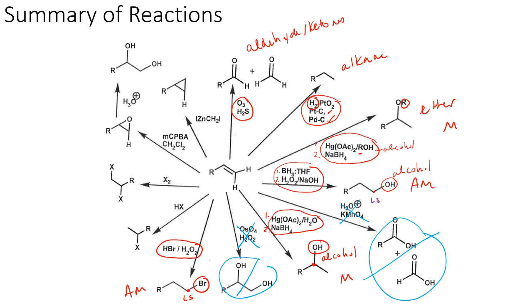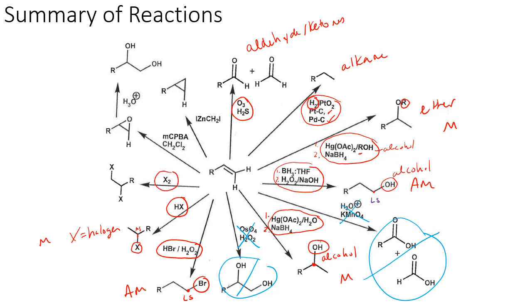Next, we have our hydrohalogenation, HX, where X is a halogen. So the identity of that halogen can change, but what we ended up with was a halogen added to the most substituted side. So that would be a Markovnikov addition.